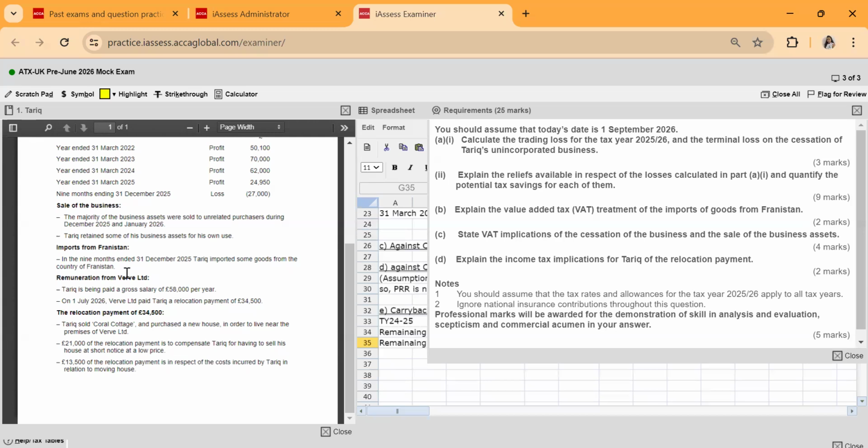Clear? 2 marks you got. For importation, postponed VAT accounting is a default rule that will apply. Clear? Okay, the last two questions. State VAT implications of the cessation of the business and the sale of business assets. So it's a simple one where we'll just talk about what the VAT implications are when it comes to cessation of business, and what the VAT implications are when there is a sale of business assets.